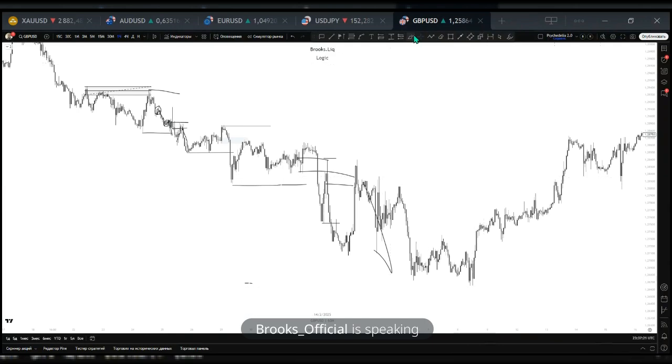So the same thing we have here. Let's see. Price came lower and eventually put in this higher.